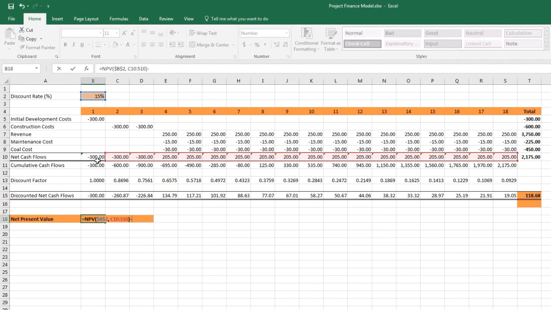We have to add the initial investment, and in this case our initial investment in year 1 is minus 300 million. Since we have entered minus 300 in our cell, we cannot use the minus cell to minus, as minus negative will give us positive. So what we should do is plus B10. If you change the decimal point to 2, you should get the NPV as 118.68 million. This should be the same as the one we calculated earlier.